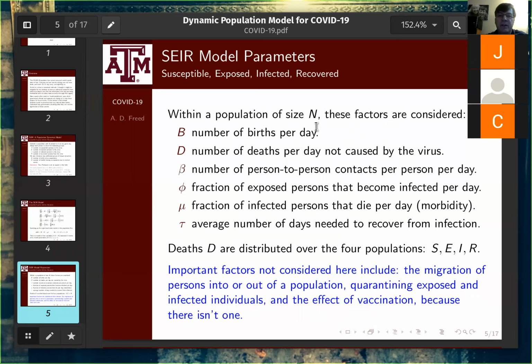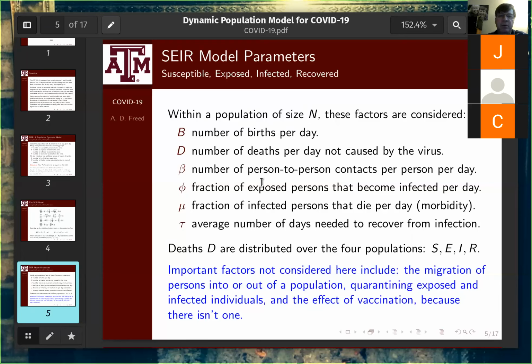So we're going to consider a population. Like I said, I consider in this lecture Brazos Valley. Is it a reasonable population? Well, you choose the one you want. If you want, you can take this model and apply it to your local community where you're at today. But B is the number of births per day in your population. D is the number of deaths per day not caused by the virus.